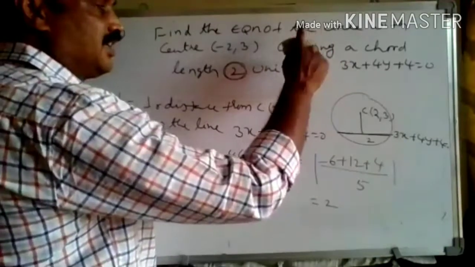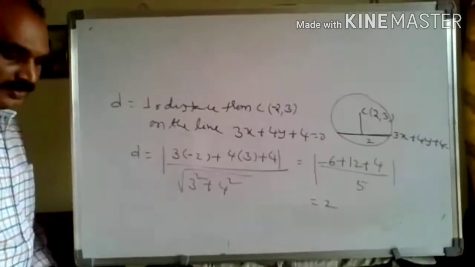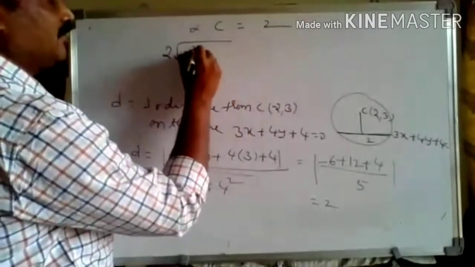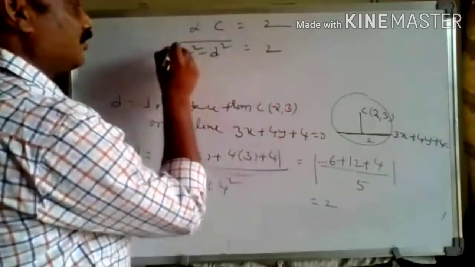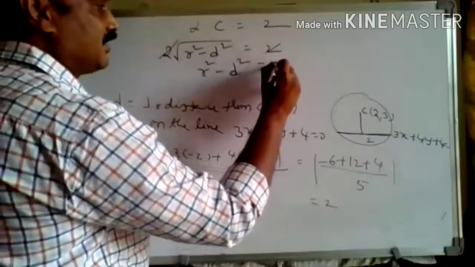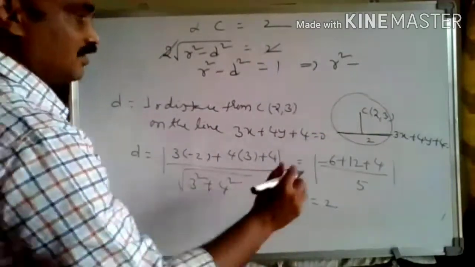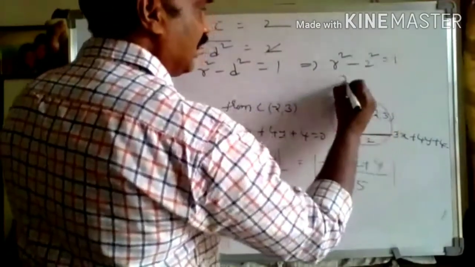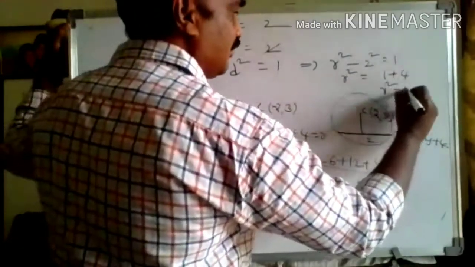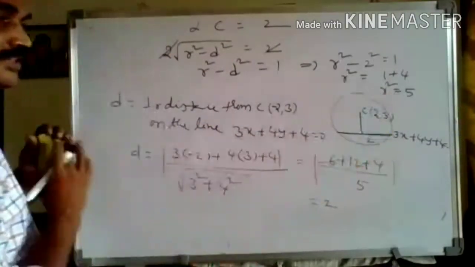Here, calculate the circle equation. The length of the chord is given. Length of the chord is equal to 2 root r square minus d square, so the 2 gets cancelled. Squaring on both sides, r square minus d square is equal to 1. With d equal to 2, r square minus 2 square is equal to 1, so r square is equal to 1 plus 4, r square is equal to 5. Center is (-2, 3), radius is root 5.